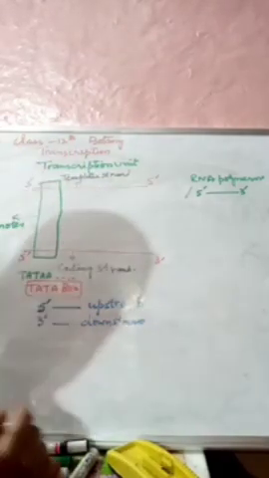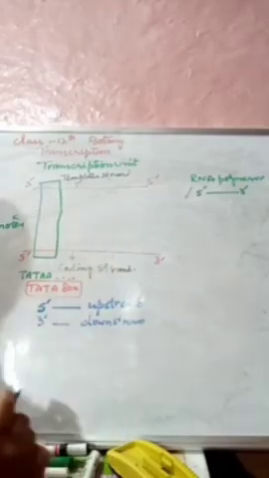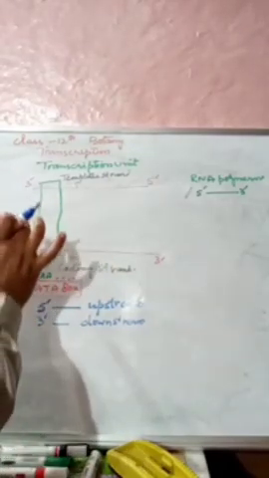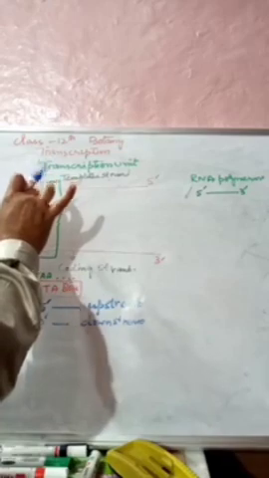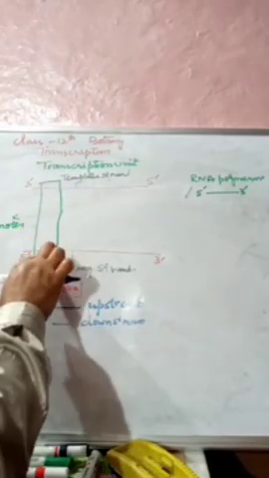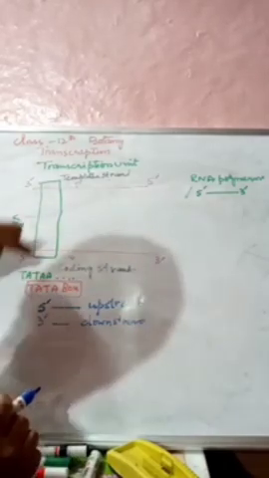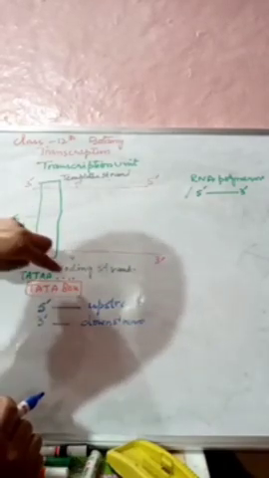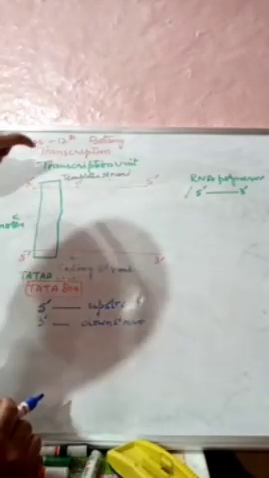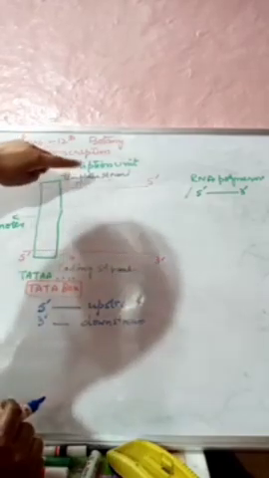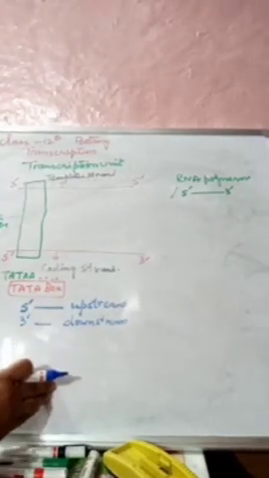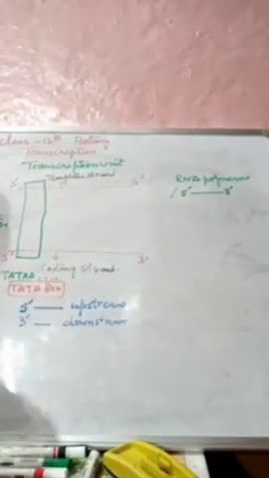So if we are talking about the promoter site, we say that this promoter site is attached on the upstream of the coding strand and downstream of the template strand.